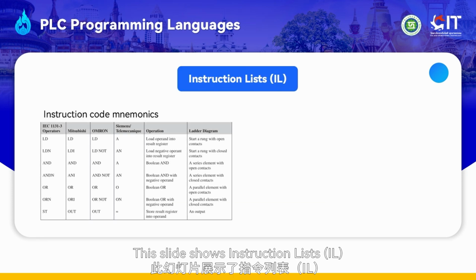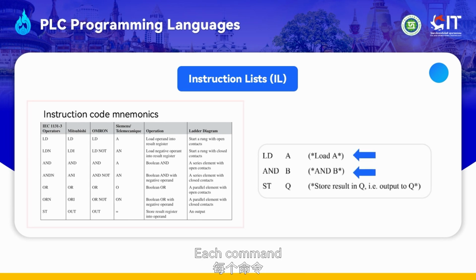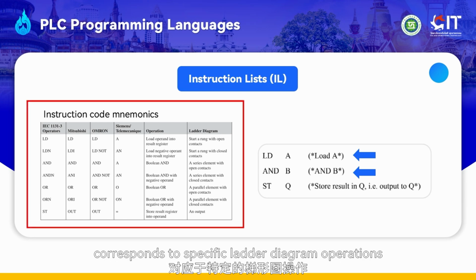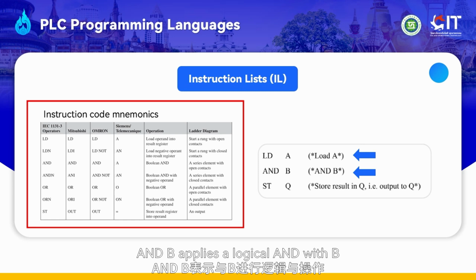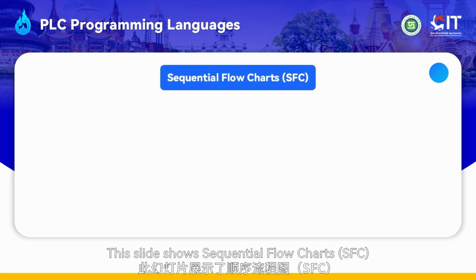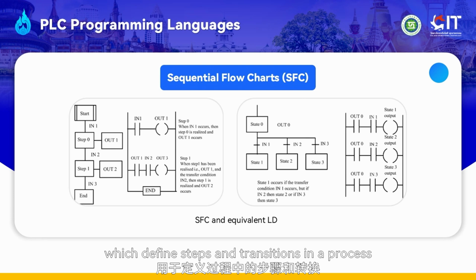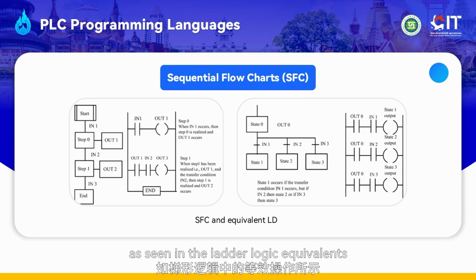This slide shows instruction lists, IL, a text-based language for PLCs. Each command, like LD for load and AND for AND, corresponds to specific ladder diagram operations. For example, LD loads A, AND B applies a logical AND with B, and ST Q stores the result in Q. This slide shows sequential flowcharts, SFC, which define steps and transitions in a process. Each step activates an output when its conditions are met, as seen in the ladder logic equivalence.